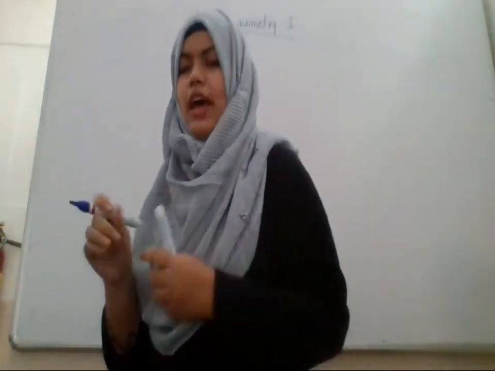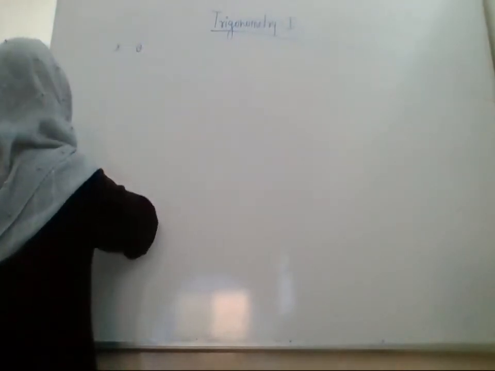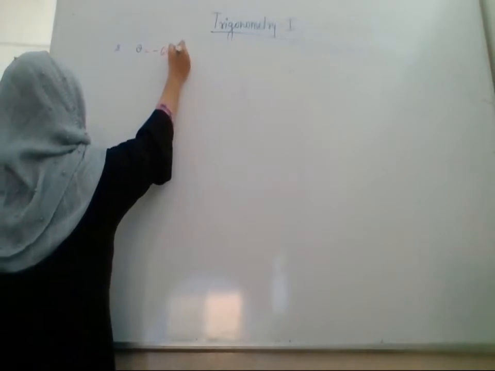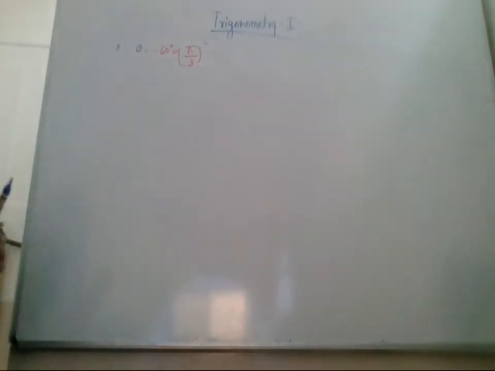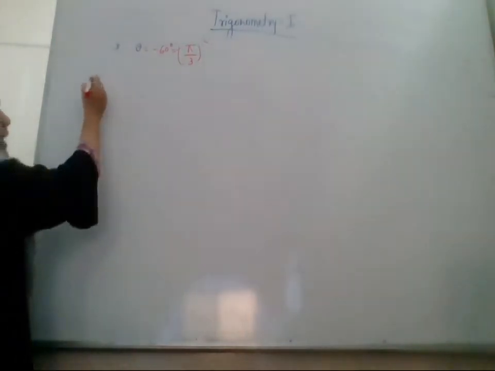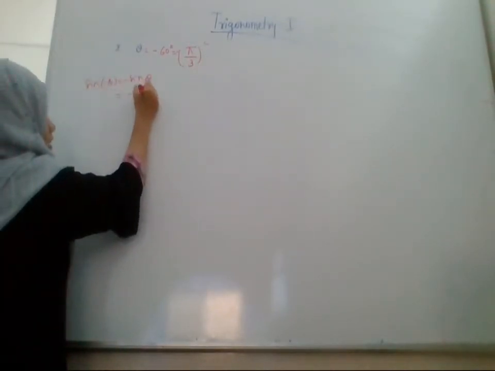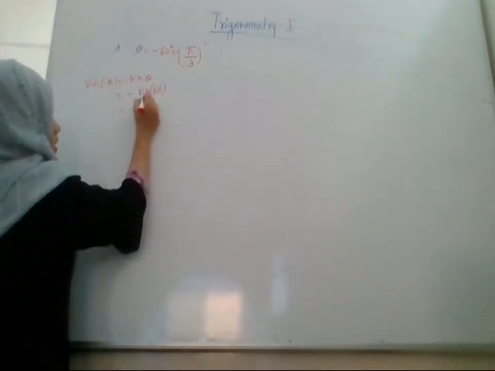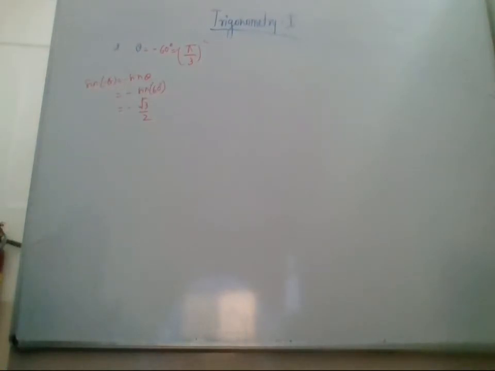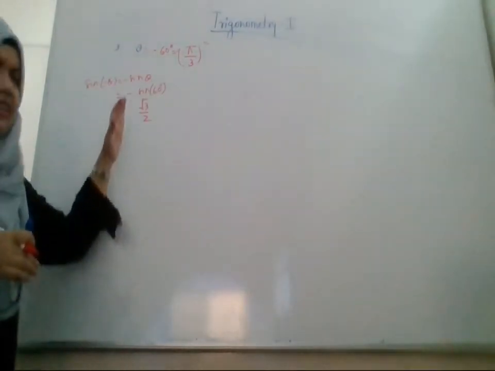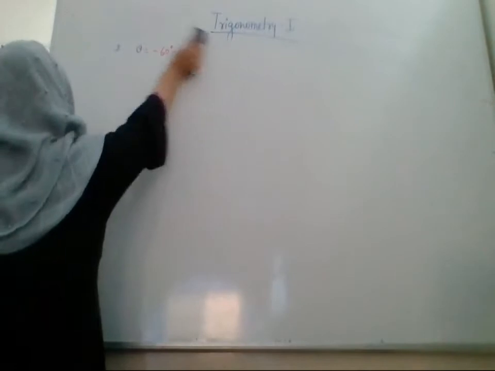Now we will find the value of trigonometric functions when theta is equal to minus 60 degree, that is minus pi upon 3 radian. As we know, sine minus theta is equal to minus sine theta, and sine 60 degree is root 3 upon 2. So the answer will be minus root 3 upon 2. You can solve it manually, but I'll show you how to find it.